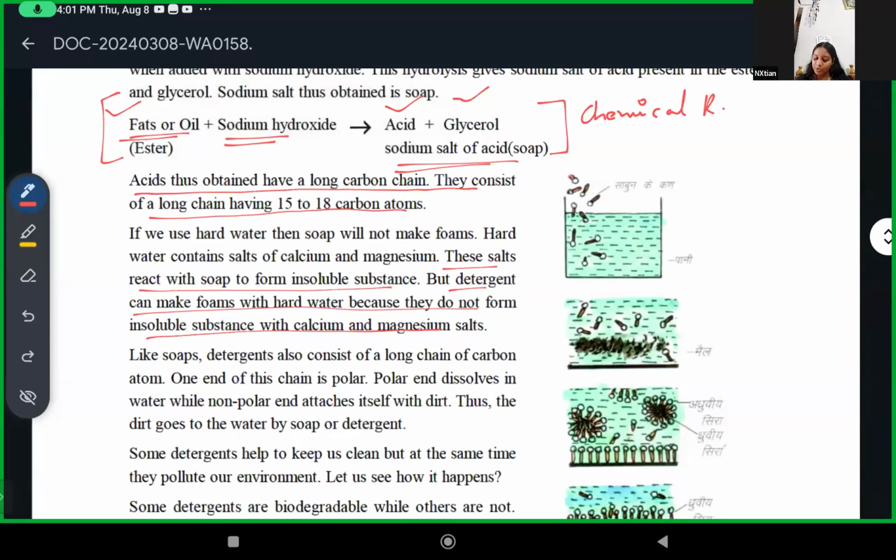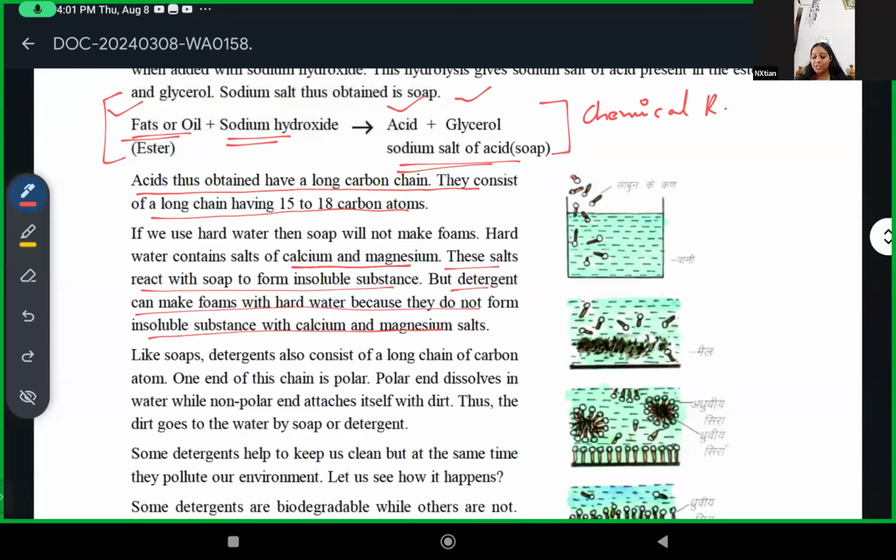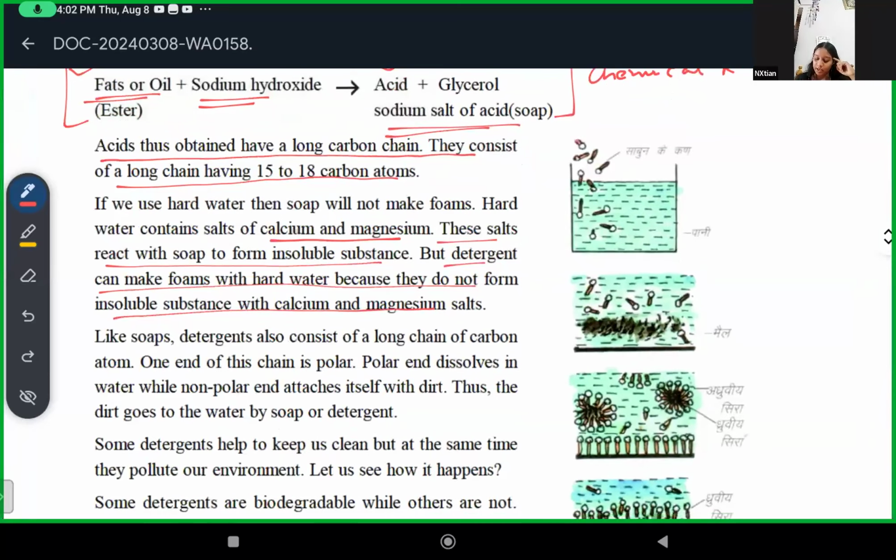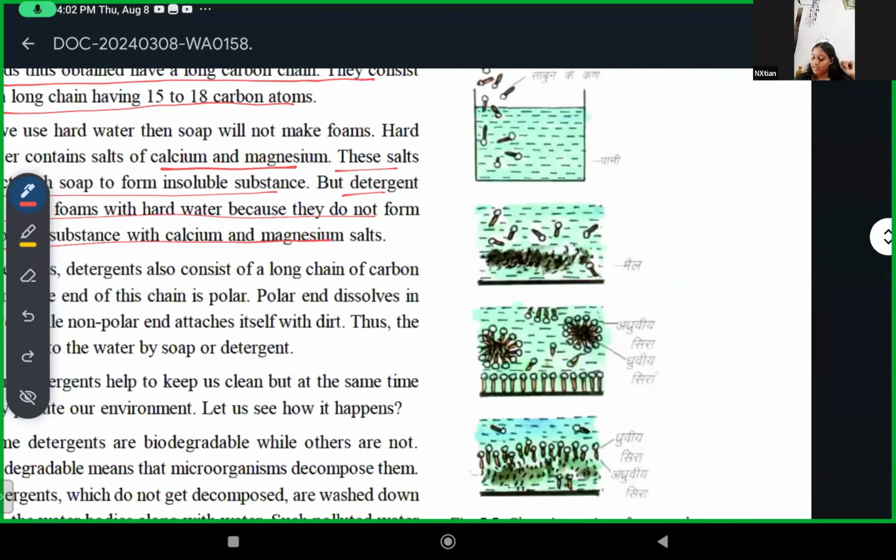Why? Because hard water contains calcium and magnesium, and these salts react with soap and form insoluble substances, so they do not form foam. But detergent makes foam because it does not react with calcium and magnesium salts, and insoluble substances are not formed.